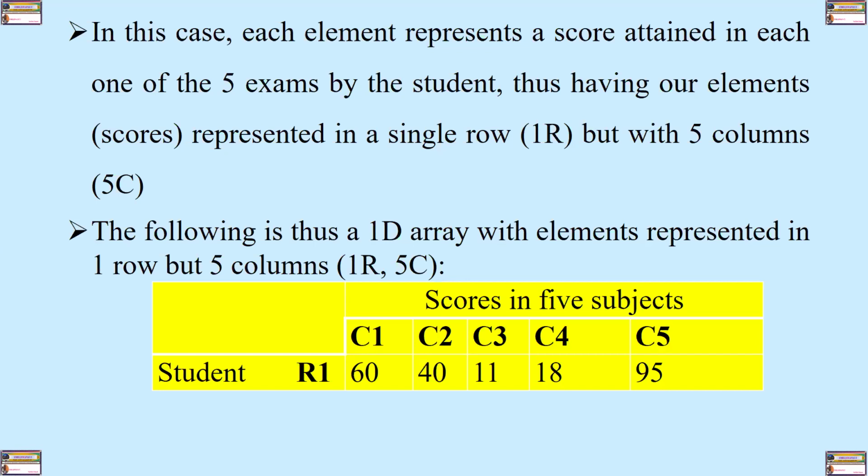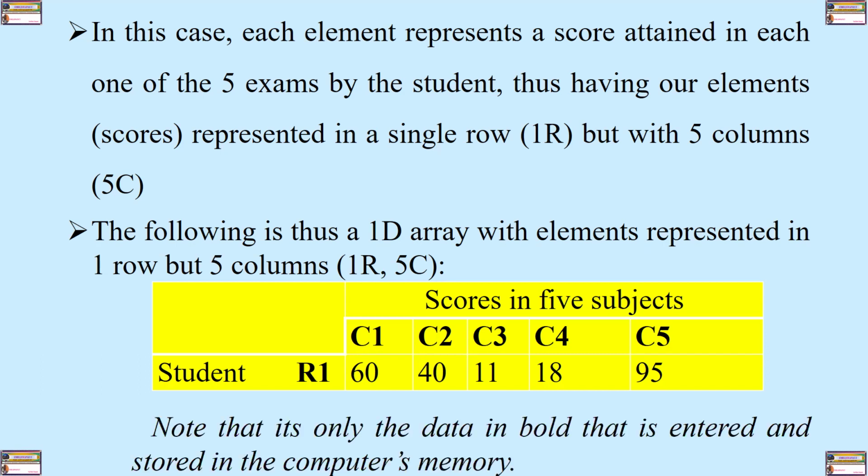I know that's still confusing, but that is the purpose of this presentation. Simply, when we are representing elements in memory, just as I've said, those elements are represented in the form of a row. So, a one-dimensional array has elements arranged in a single row. That's what is important. Forget about the issue of the columns for a one-dimensional array. Note that it is only the data input that is entered and stored in the computer's memory: 60, 40, 11, 18, and 5. That's what is stored in memory.